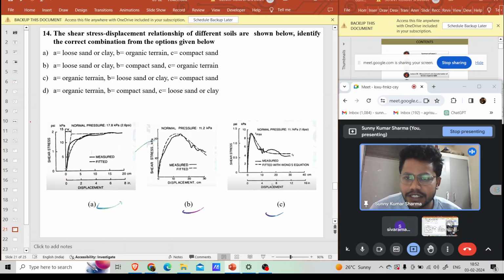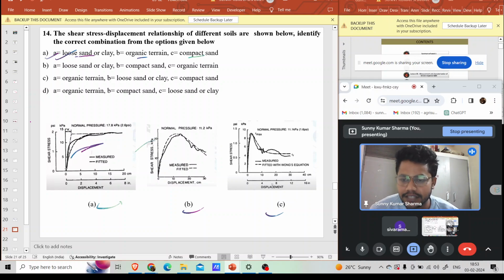Then this is for the shear stress displacement relationship. This is for loose soil. This is for organic terrain, and this is for compacted soil. Loose or sandy or clay, this organic, and this compact sand. So option one is correct. How this happens, I will explain, that you can also get.